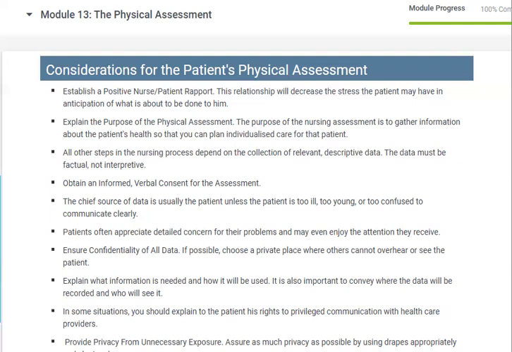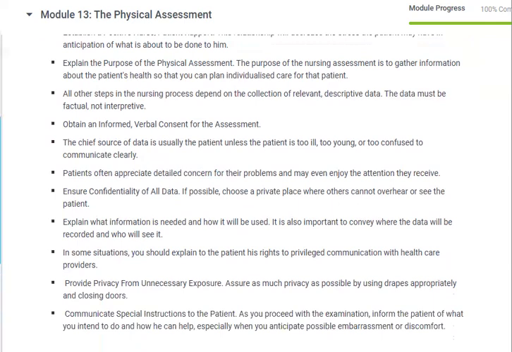Explain what information is needed and how it will be used. It is also important to convey where the data will be recorded and who will see it. In some situations, you should explain to the patient his rights to privileged communication with healthcare providers.